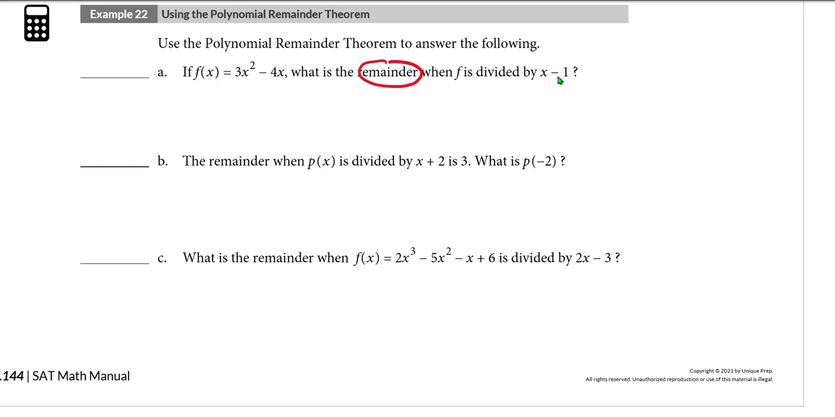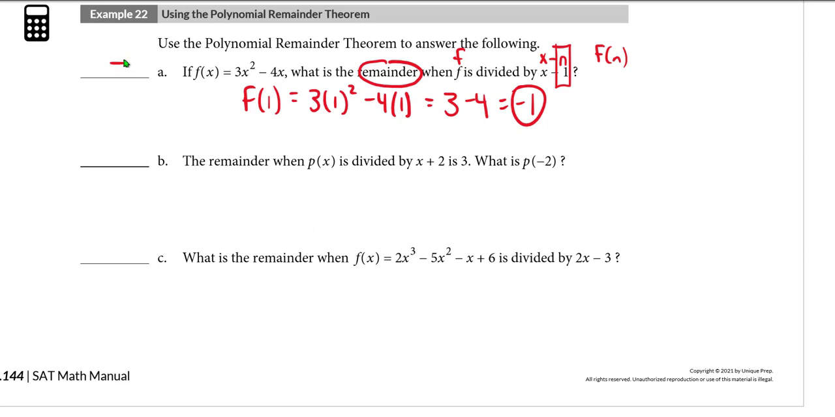Okay, so this is a pretty basic example. Remember what we said: if we want to know the remainder when f is divided by x minus n, we just do f of n. In this case, n is clearly 1, since x minus n and x minus 1 are in the same position. So all we're going to do is find f of 1. When we do f of 1, we get 3 times 1 squared, which is just 3, minus 4, which equals negative 1. That negative 1 is going to be the remainder when f is divided by x minus 1.